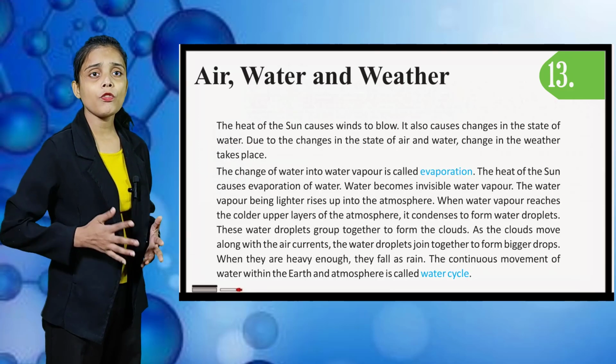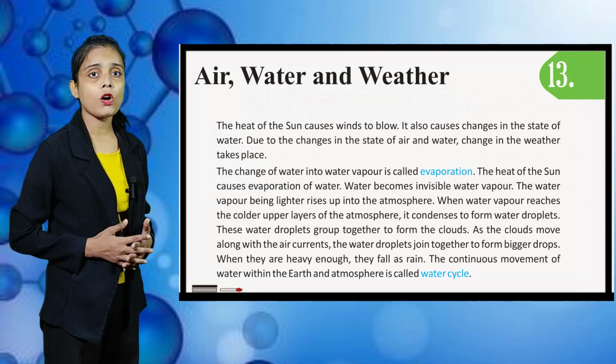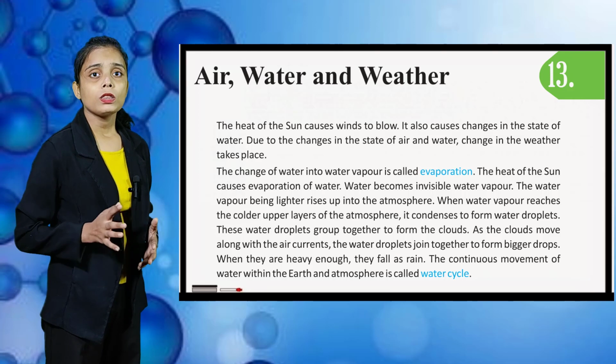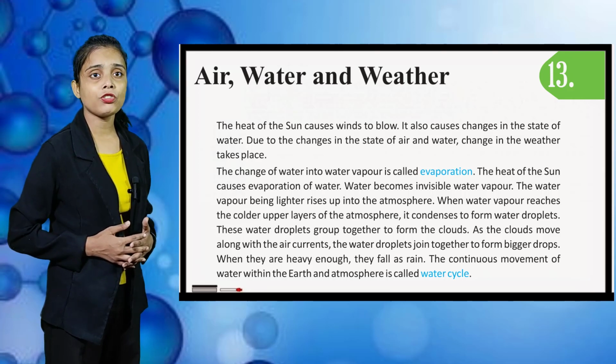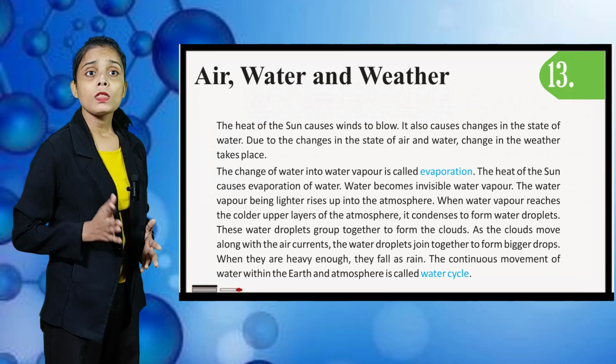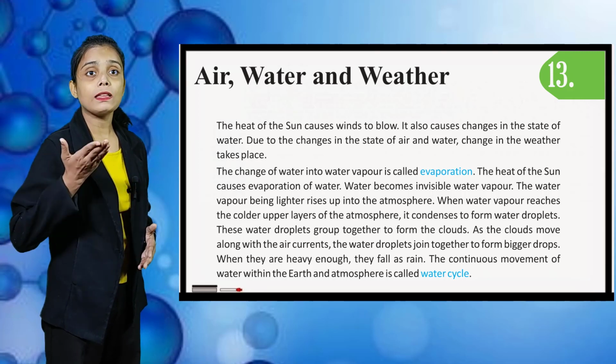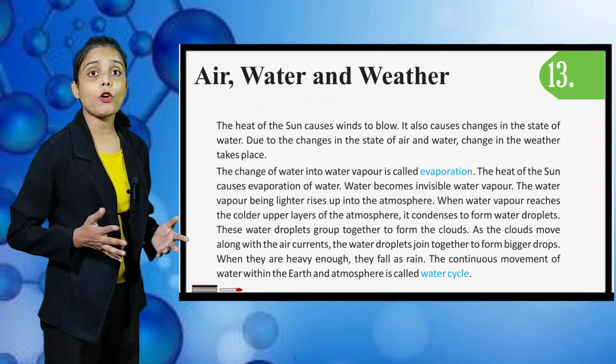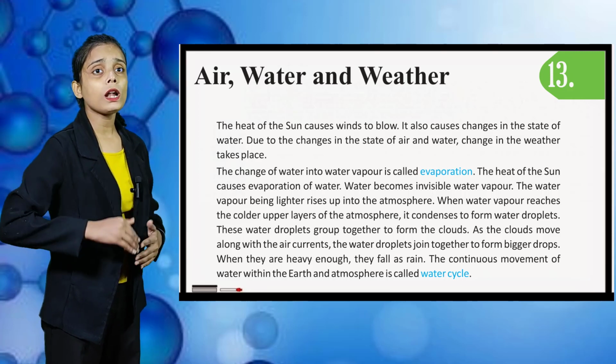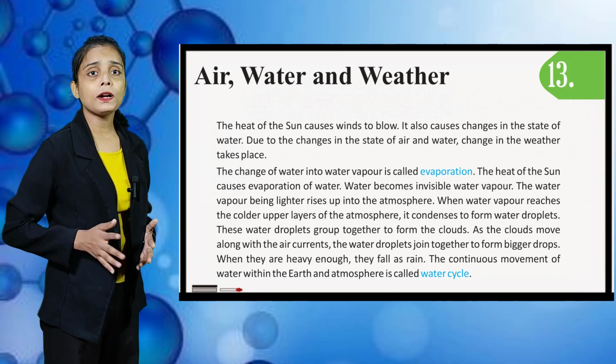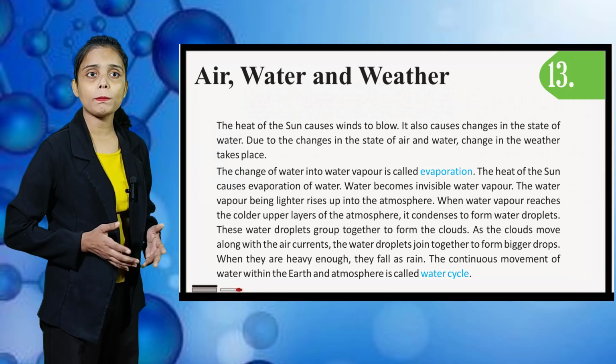So now the change of water into water vapor is called evaporation. The heat of the sun causes evaporation of water. Water becomes invisible water vapor. The water vapor being lighter rises up into the atmosphere. When water vapor reaches the colder upper layer of the atmosphere, it condenses to form water droplets.